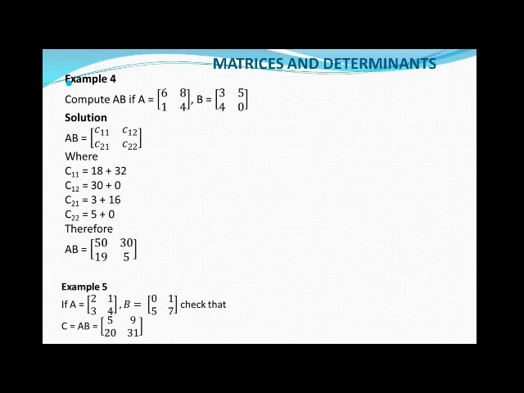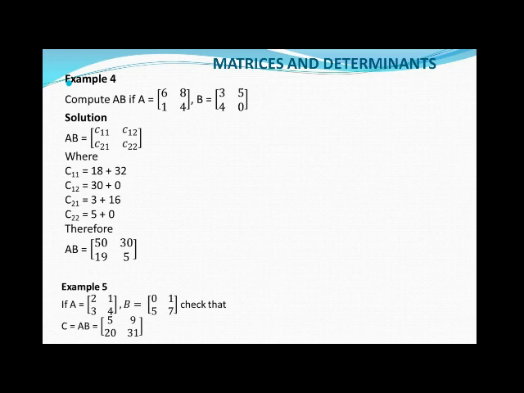That gives us C11. C12 is a product of the first row and the second column in the second matrix, which is 6 times 5, which is 30, plus 8 times 0, which is 0. C21 is a product of the second row and the first column in the second matrix, which is 1 times 3 and 4 times 4, which gives you 3 plus 16. And C22 is a product of the second row in the first matrix and the second column in the second matrix, which is 1 times 5, which is 5, plus 4 times 0, which is 0.